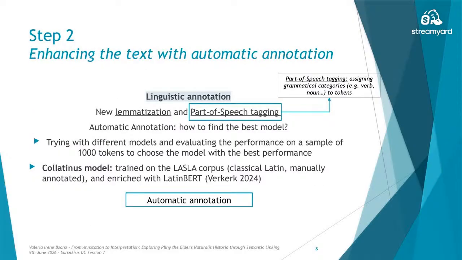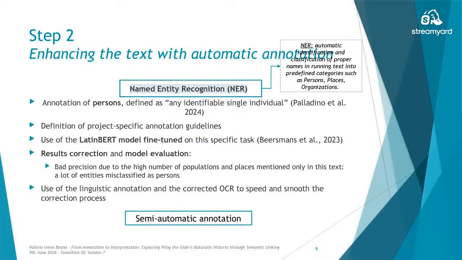The second step consisted of adding the annotation. So my text already included tokenization and lemmatization, but it was not very well done. So I decided to perform a better lemmatization and also to add part of speech tagging. And part of speech tagging means to assign the part of speech, so, for instance, verb, noun, adjective to the token. So I could not afford doing that manually.